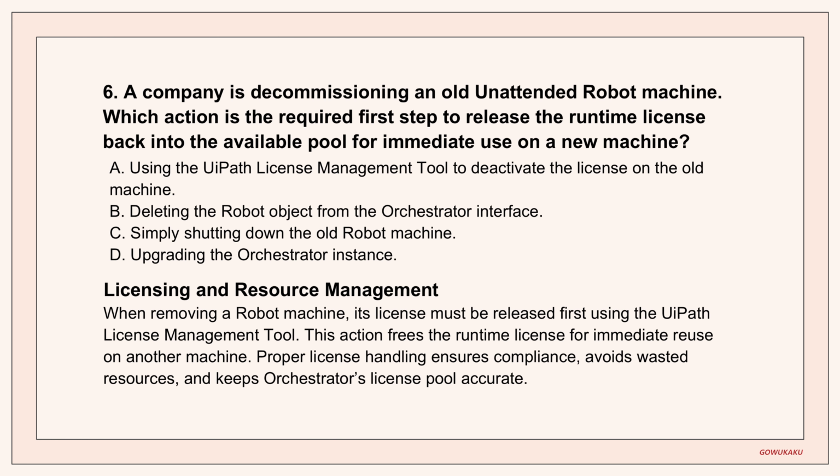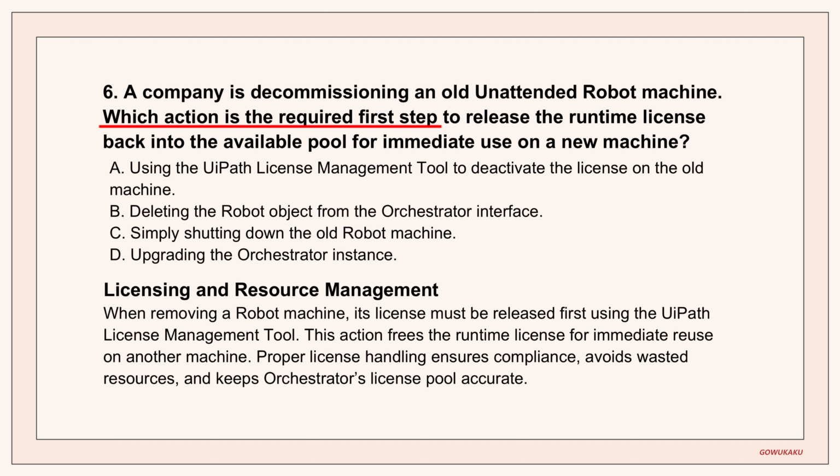Okay, let's switch gears a bit. Talk about resource management. Licenses, especially runtime licenses, are critical and often pretty expensive resources. So when an infrastructure team decides to decommission an old unattended robot machine, they obviously want to get that runtime license back in the pool immediately. If they just hit delete on the robot object in Orchestrator, what's the operational snag and what's the required first step they absolutely must take?